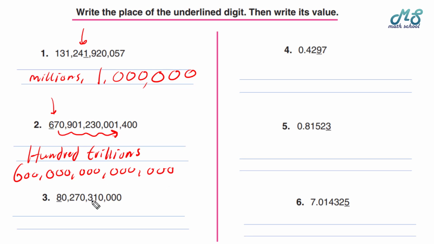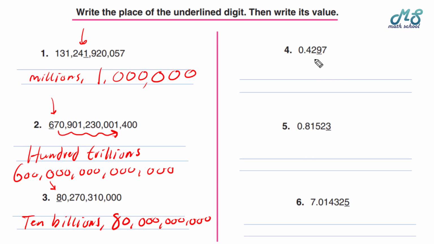Next, ones, thousands, millions, billions. 8 is in billions, but with ones and tens, we have the 10 billions place. So its value is equal to 80 billion. How can we write 80 billion? Just write 80 and write 3 groups of zeros: 1, 2, 3, 1, 2, 3, 1, 2, 3. So we get 80 billion.